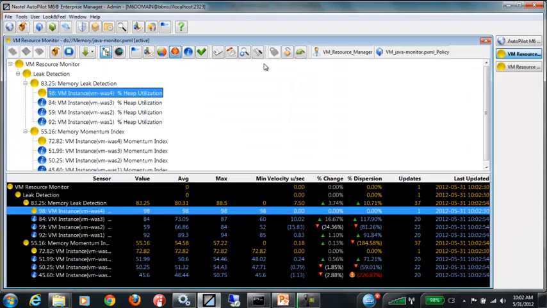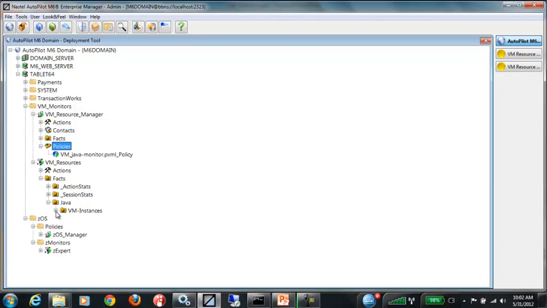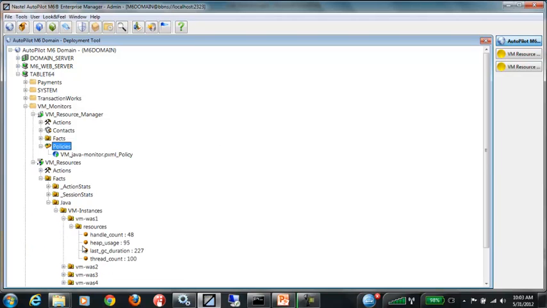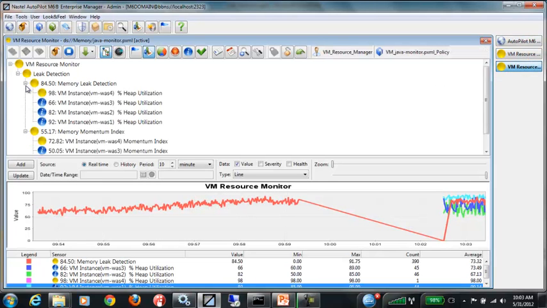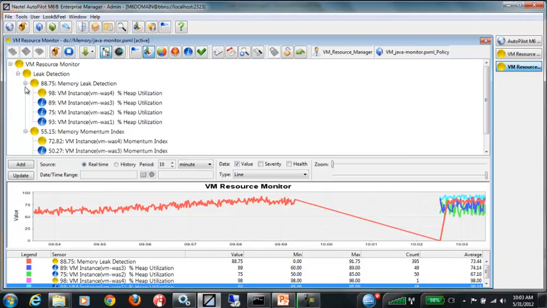Let me switch a little bit to talk about some of these indicators. Even though we took heap utilization as an example, this equally applies if you want to track or look at handle leaks, heap utilization, or GC. So we can apply the same concept of momentum to detect normal versus abnormal behavior in how resources are used.